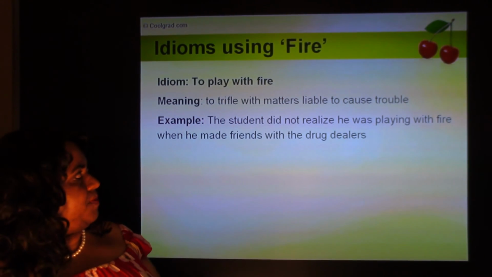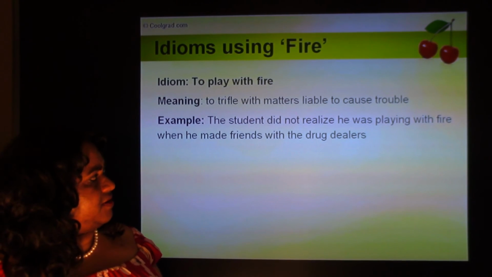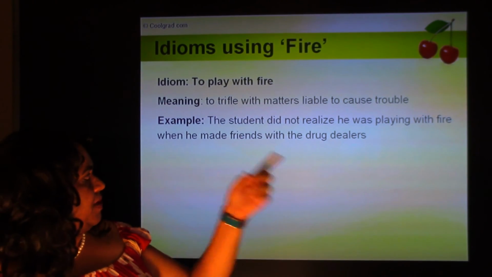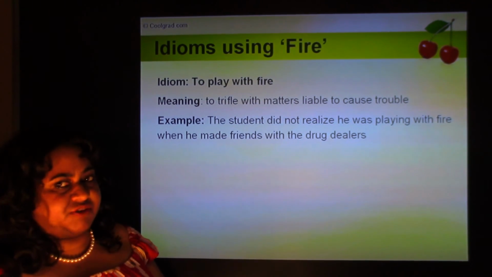Idioms using fire. To play with fire means to trifle with matters liable to cause trouble. The student did not realize he was playing with fire when he made friends with the drug dealers.